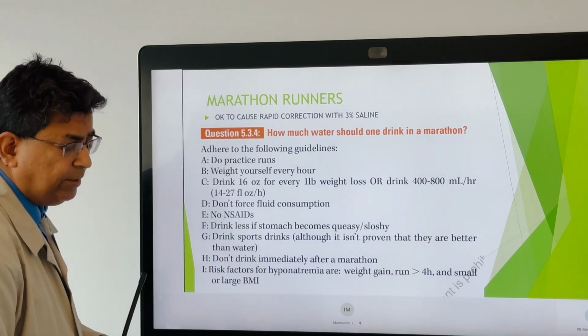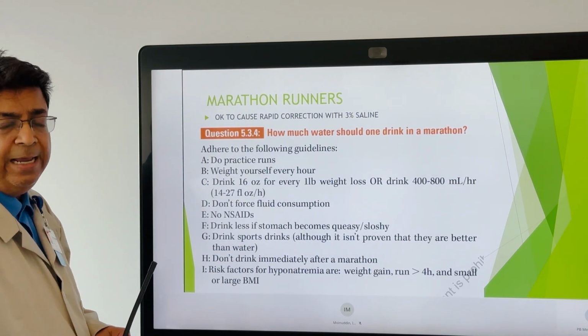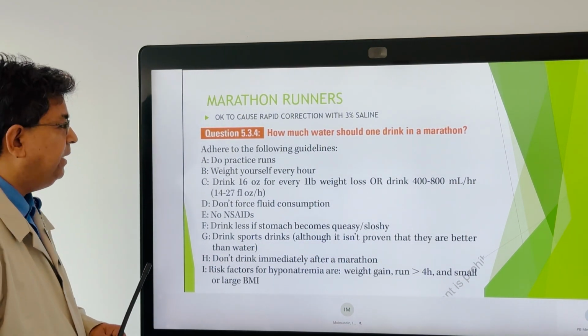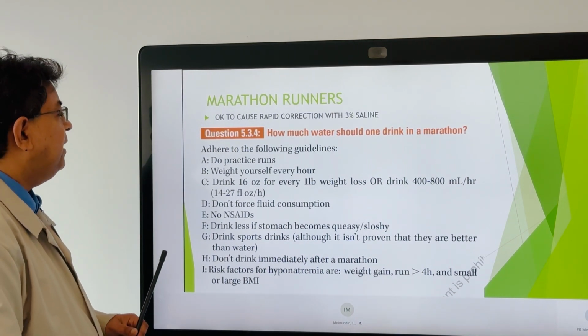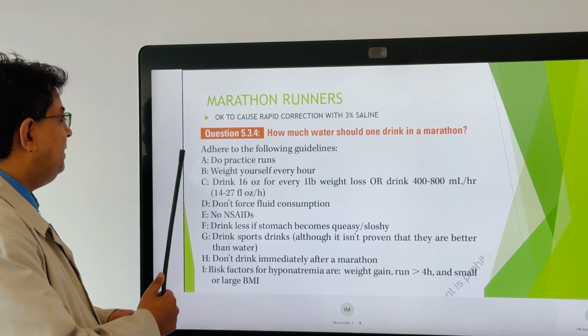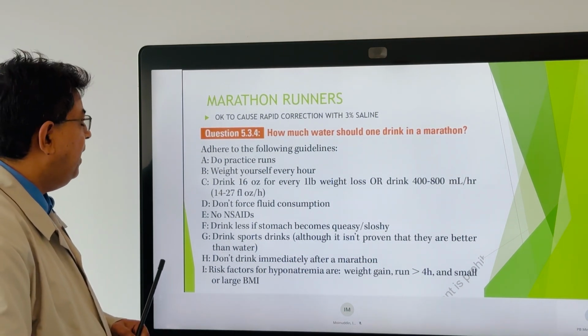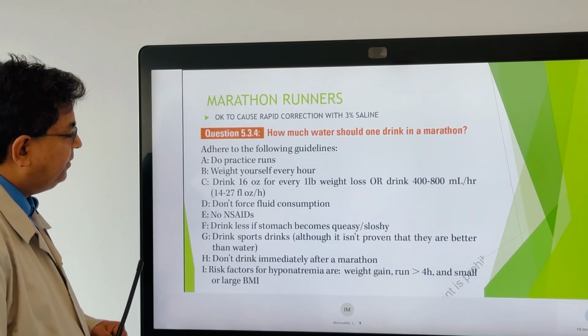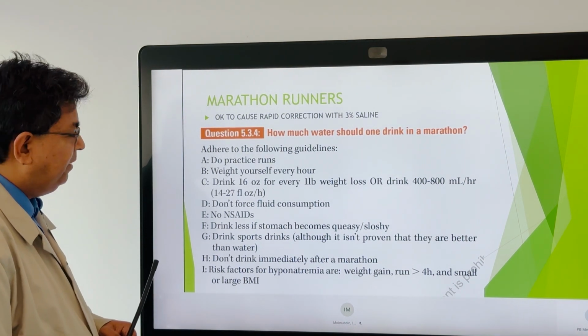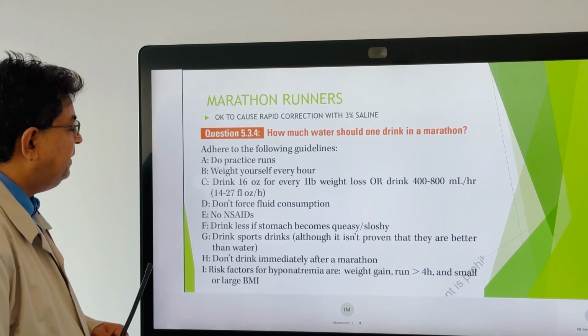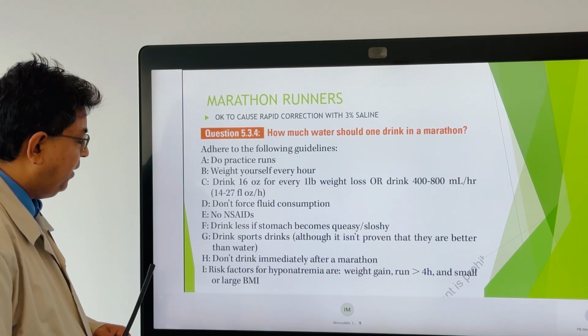Frequently, marathon runners will come to you and ask you how much water they should drink during a marathon. These are the guidelines. Do practice runs, weigh yourself every hour, drink 16 ounces for every 1 pound weight loss, or drink 400 to 800 milliliters per hour. That's 14 to 27 fluid ounces per hour.